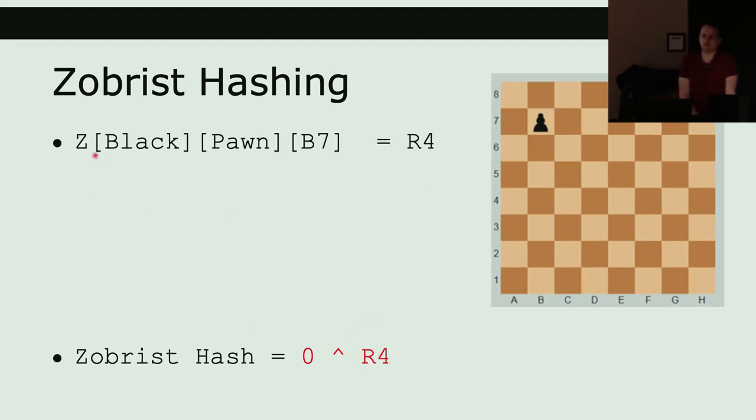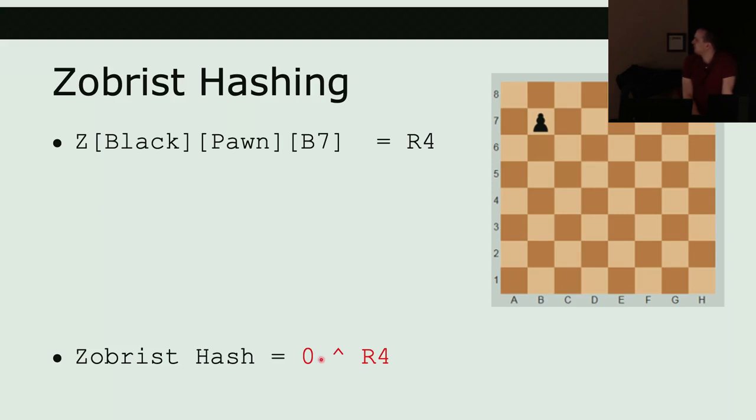So I go to my big Zobrist table of random numbers and I look up, for example, if white is 0 and black is 1, then this will be Z0. Pawn, maybe a pawn is piece 0, so that might be 0. And then b7 is one of 64 possible locations. So let's say that's position number 10. And so this will be Z0010. That's going to be some big random number that's associated with that piece being on the board in that location.